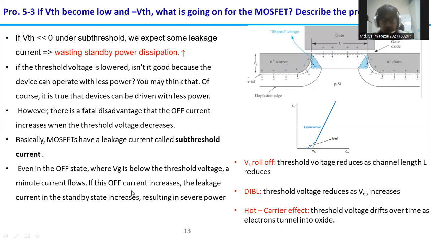And if the off current increases, the standby leakage current also increases. So this will cause power dissipation in the devices, so it is not good for the device. And if we go for the VT, there is also variation, that means threshold voltage variation. So the threshold voltage variation will cause short channel phenomena, drain induced barrier lowering phenomena, and also hot carrier effect phenomena.